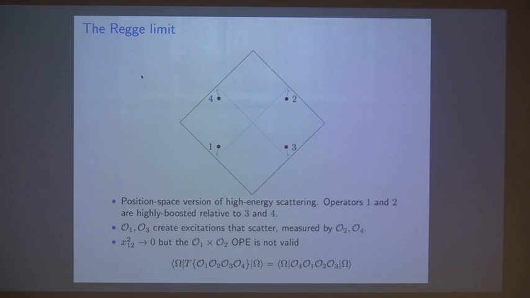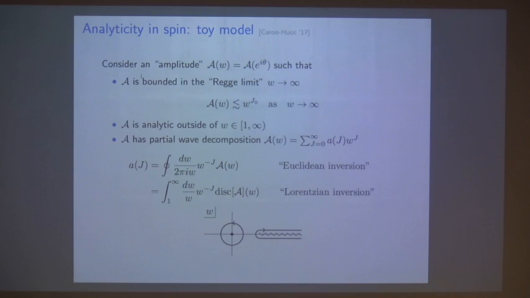And the way the failure of the OPE manifests itself is it comes from the contribution of large spin states in the 1-2 channel. So the statement is that large spin states in the 1-2 OPE spoil your attempt to go to the Regge regime. So let me explain the relationship between analyticity and spin and the Regge limit using a toy model.